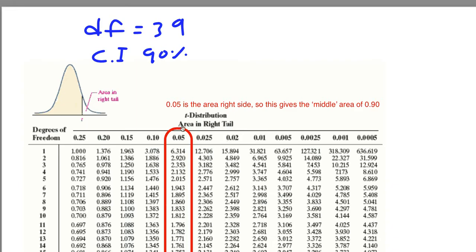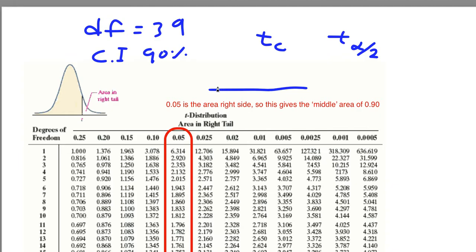So here, let's do an example. Let's say we're finding a critical value, t of c, or sometimes you write t of alpha over 2. Degrees of freedom 39 and confidence interval 90%. We want to find the critical value for this information. So here, we have to look at 90%, but 90% here actually corresponds to 0.05. That's because 0.05 is the area on the right side.